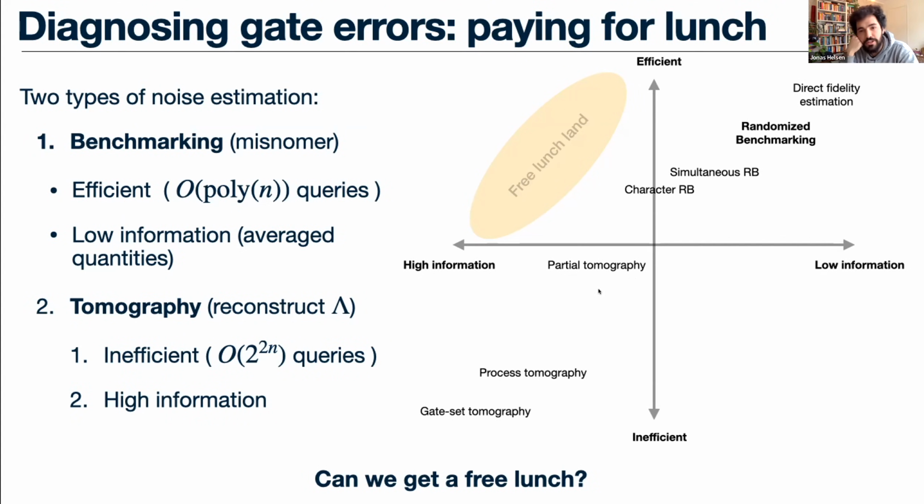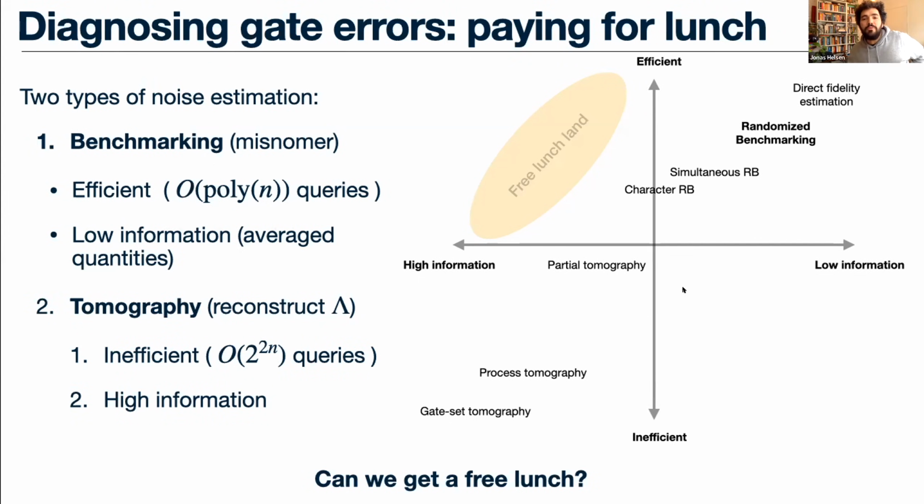The way we're going to do that is we're going to combine 2 ideas. One of which is called shadow estimation, which is a free lunch protocol for state tomography, and we're going to inject that into a procedure called randomized benchmarking. Together, the both of these will give us something that lives more or less in free lunch land. And that's the topic of the paper that I mentioned earlier.